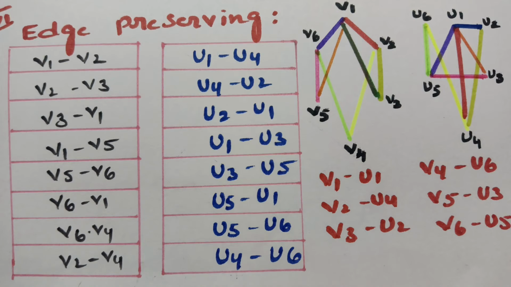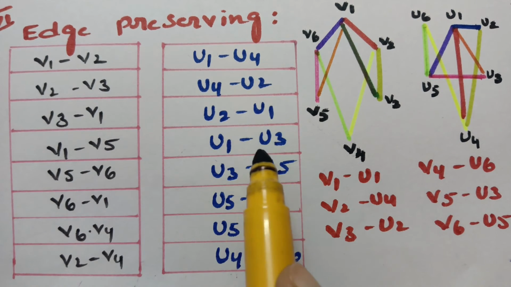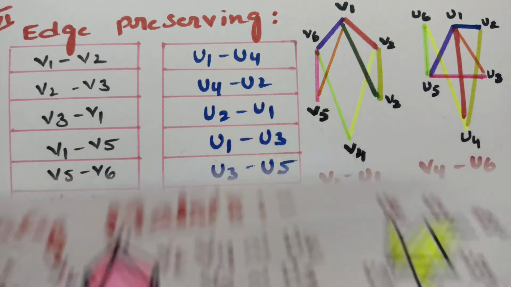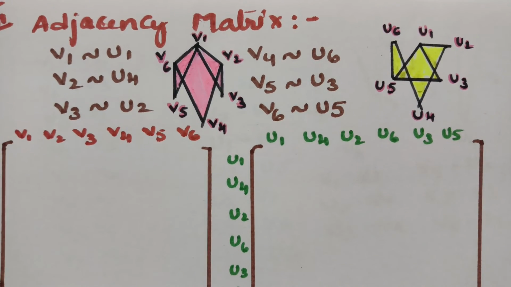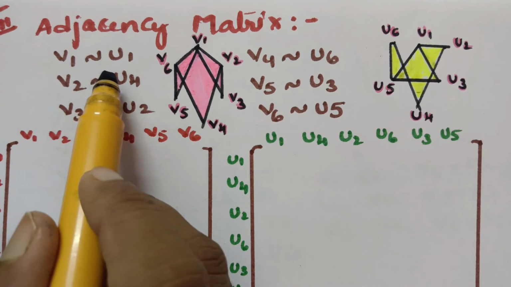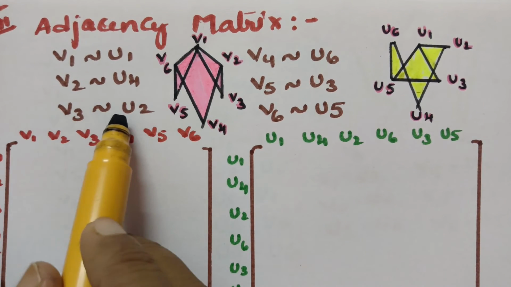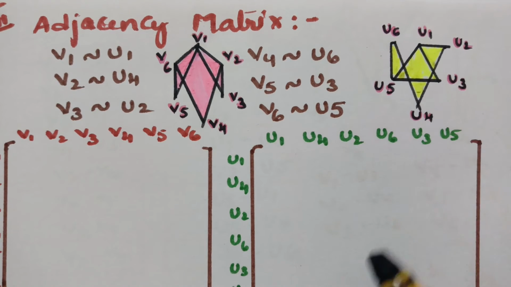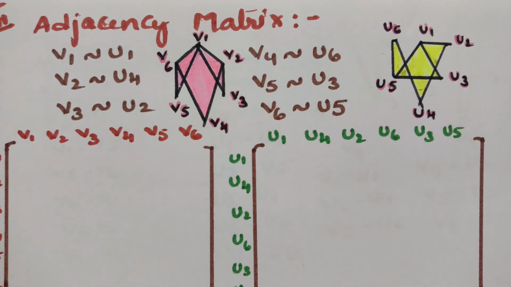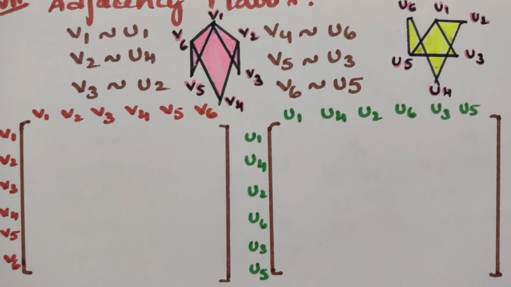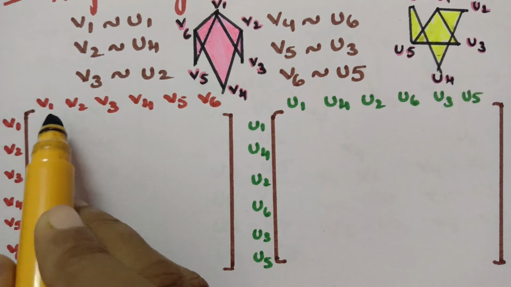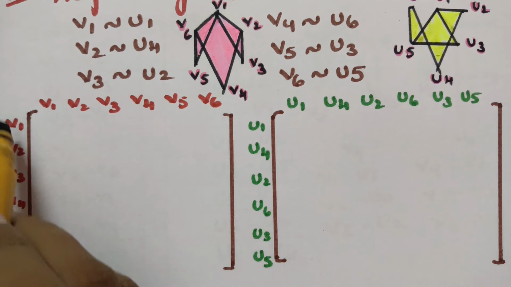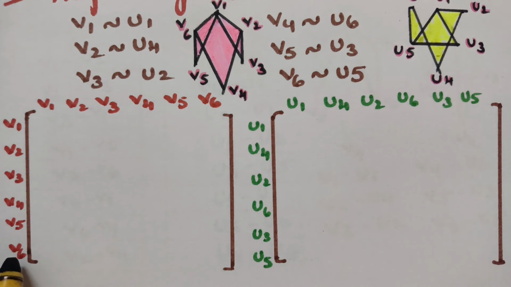So we have 8 edges is similar to 8 edges, and the next one is adjacency matrix. For the adjacency matrix we have to check, as we know that V1 preserves U1, V2 preserves U4. This is the first graph, and this is the second graph. From this graph we have to find the edge preservance. First we write, in a similar way, V1 V2 V3 V4 V5 and V6, and here also V1 V2 V3 V4 V5 and V6.